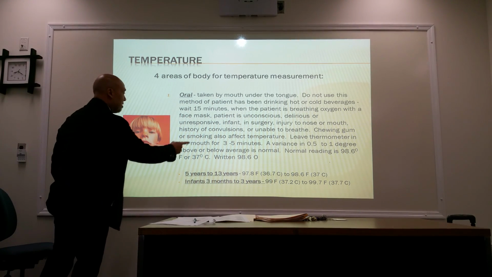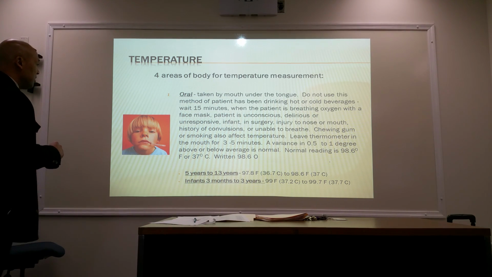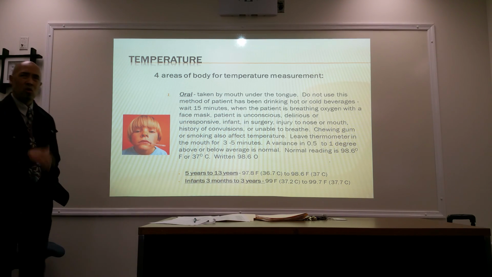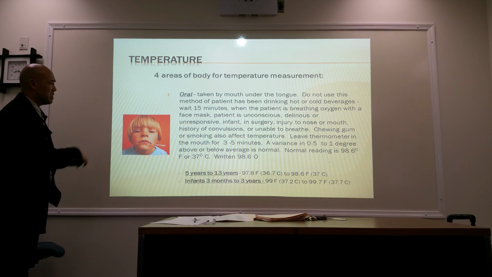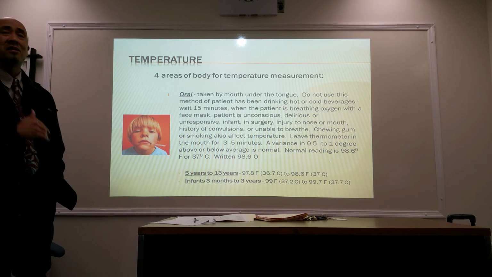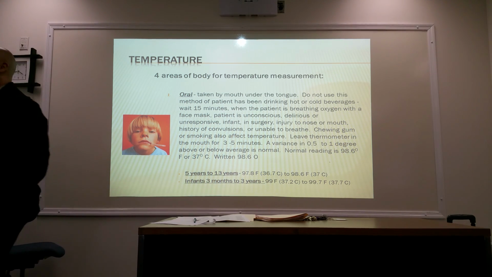There are also going to be some variances based on age. From 5 years to 13 years, their temperature is going to be slightly lower, whereas with infants, their temperature is going to go up maybe one degree. So there are variances based on age.